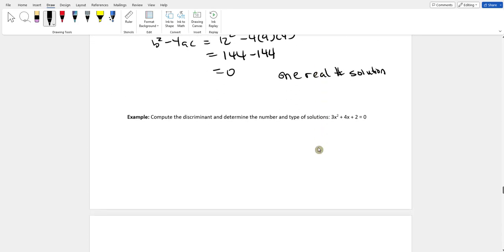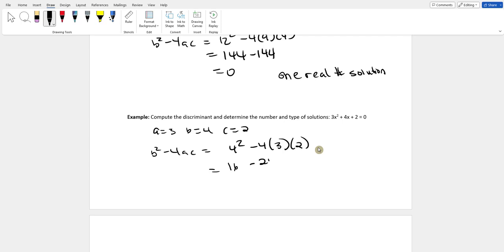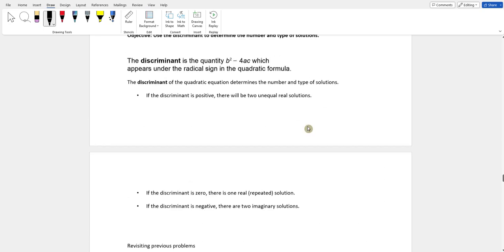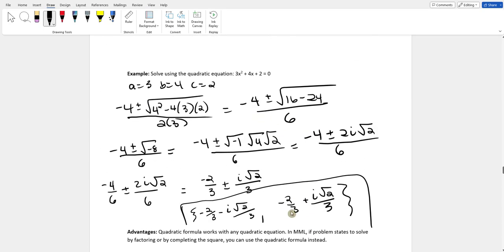Okay, let's look at this last one, 3x squared plus 4x plus 2. So a is 3, b is 4, c is 2. Plug everything back in. We get 4 squared minus 4 times 3 times 2. That's 16 minus 24, which gives me negative 8. That's a negative number. So that means we're going to have imaginary numbers. We're going to have two imaginary solutions. So when you look at the problem, we did this previously. It's this last problem here. And as you can see, we have imaginary numbers in our solution.